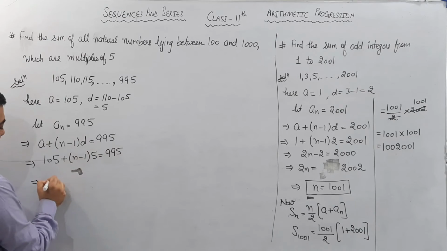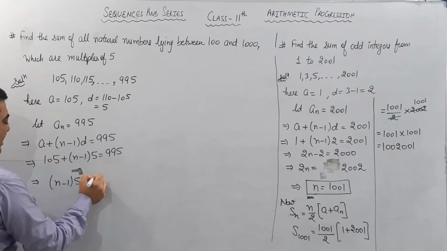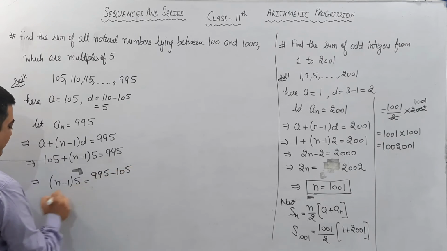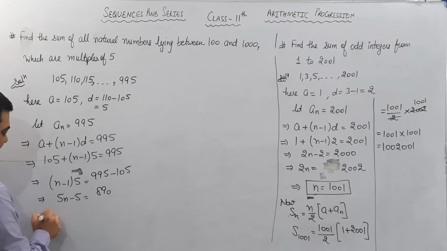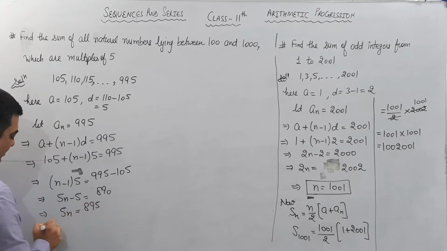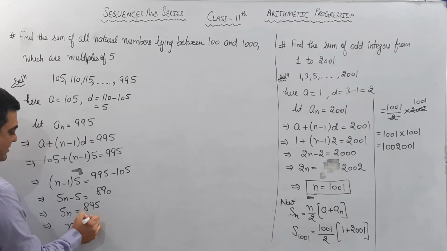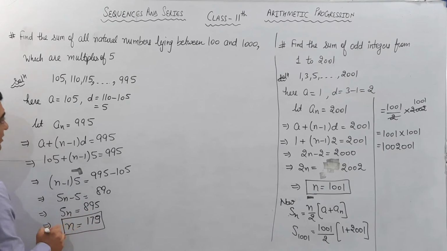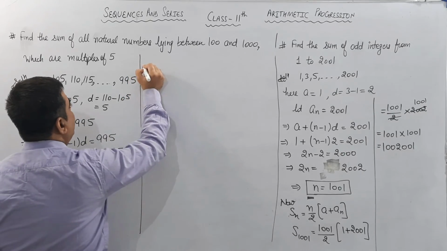So 105 plus (n minus 1) times 5 equals 995. 105 goes to the RHS, so it becomes minus: 995 minus 105. Then we get 5n minus 5 equals 890 on the RHS. Then 5 goes to the RHS and is added, so we get 895. n equals 895 divided by 5, which gives 179. It means the number of terms here is 179.